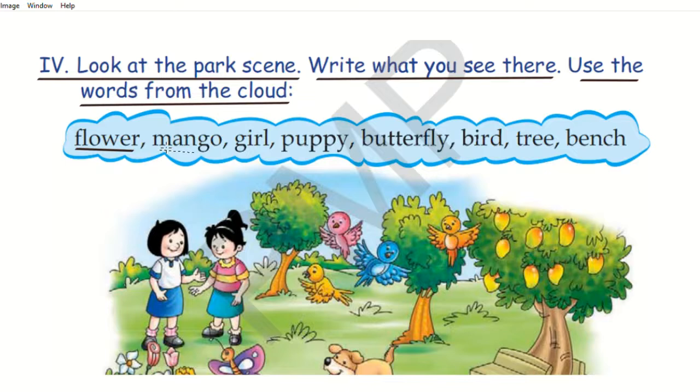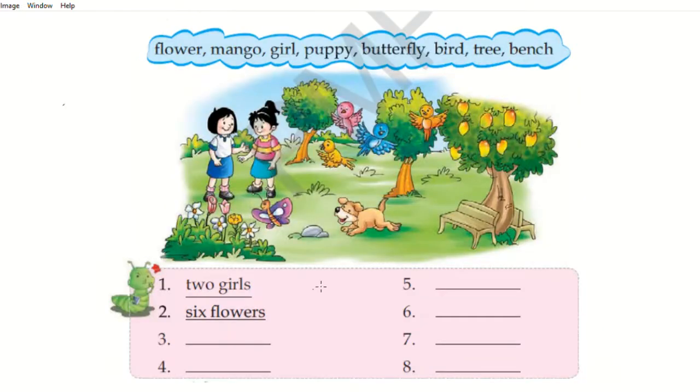Flower, mango, girl, puppy, butterfly, bird, tree, bench. Now children, let us use the words from the cloud and count how many of them you see there.